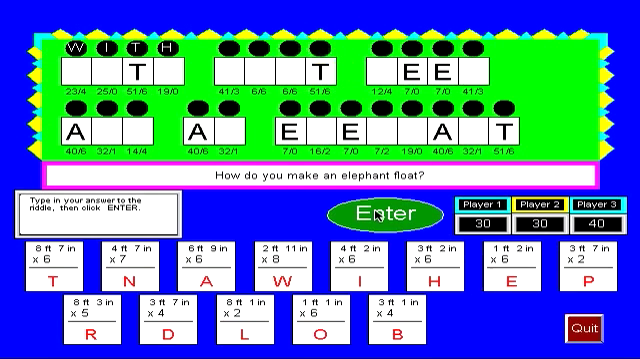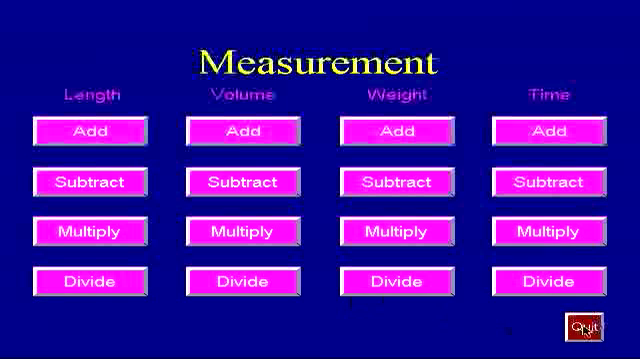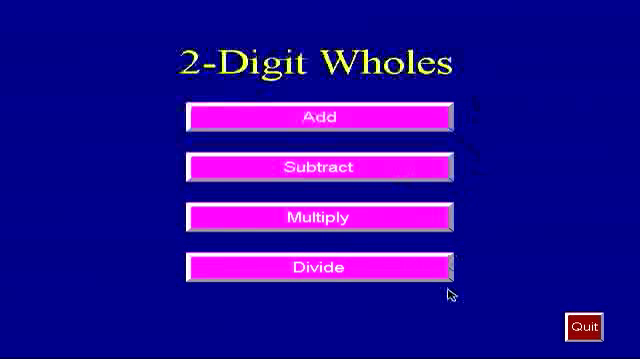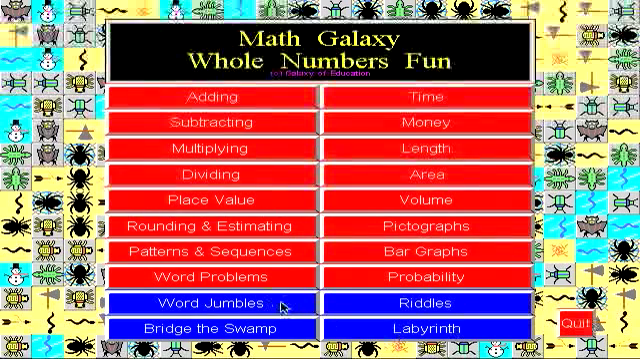So with root beer and an elephant. Okay, so that works. And you can also do money and 1 or 2 digit halls for all of the operations. And the word jumbles game is like the riddles, except you're solving word jumbles rather than riddles.